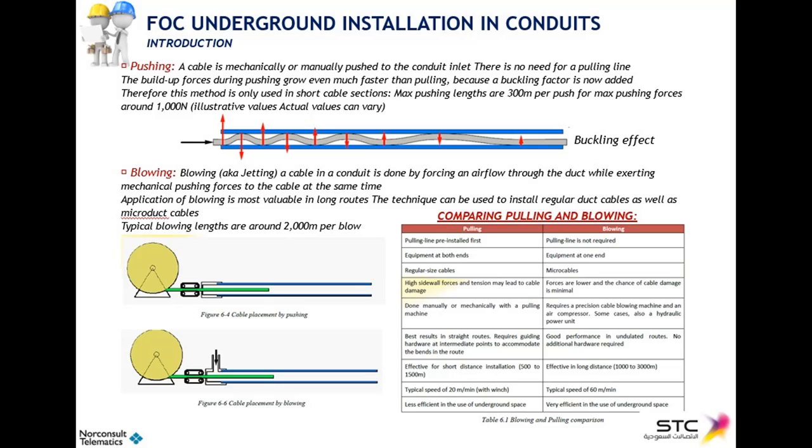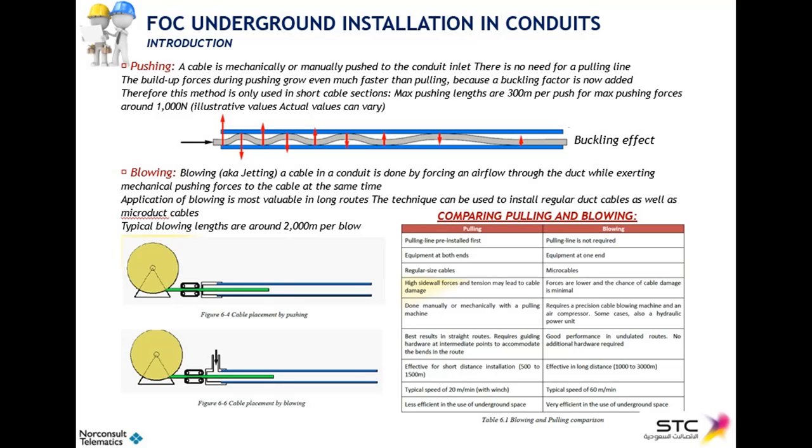Pulling is typically done manually or mechanically with a pulling machine and winch. You'll see that later on. Blowing, however, requires a high precision cable blowing machine and an air compressor. This is additional equipment, and if the quality is up to the expected level, this equipment is not cheap.